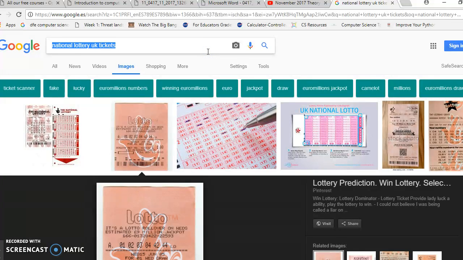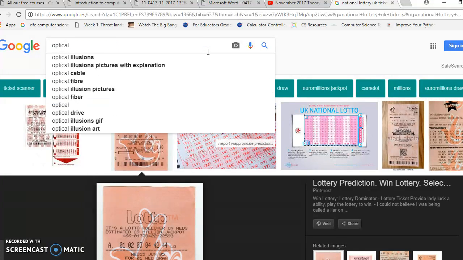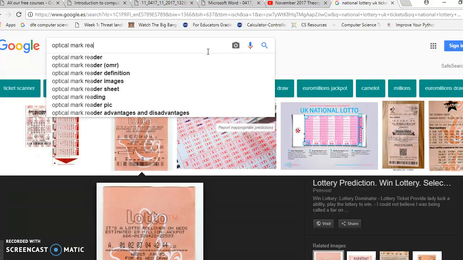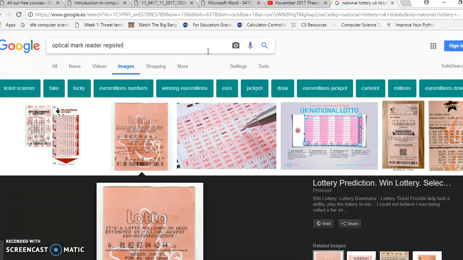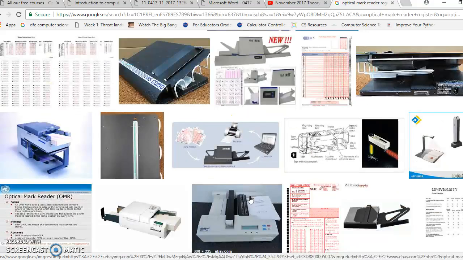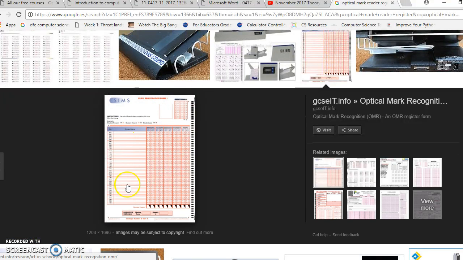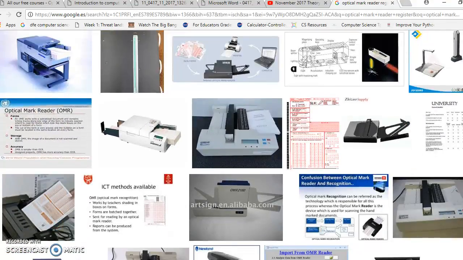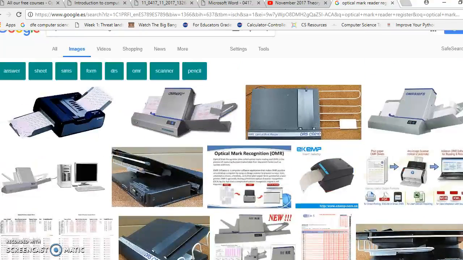Our teacher used to take our register. So, optical mark reader register. Oh, there it is. Yep, I remember that. All the children's names would be there. These would be the days of the week, and they would mark whether the child was absent or present. Then it would run through the machine, and the machine would be able to mark the child absent or present. Exams have also been done this way.